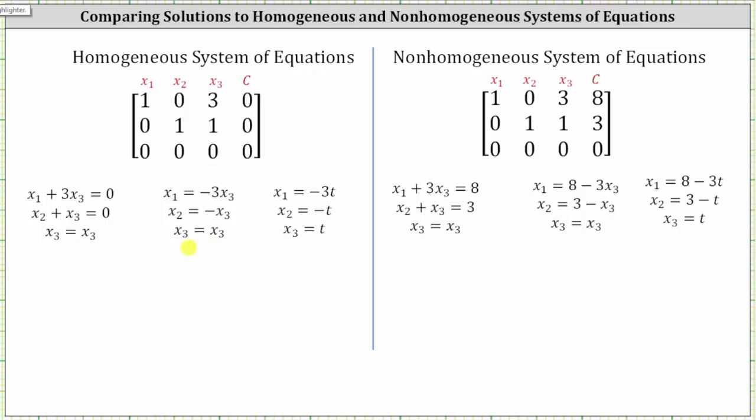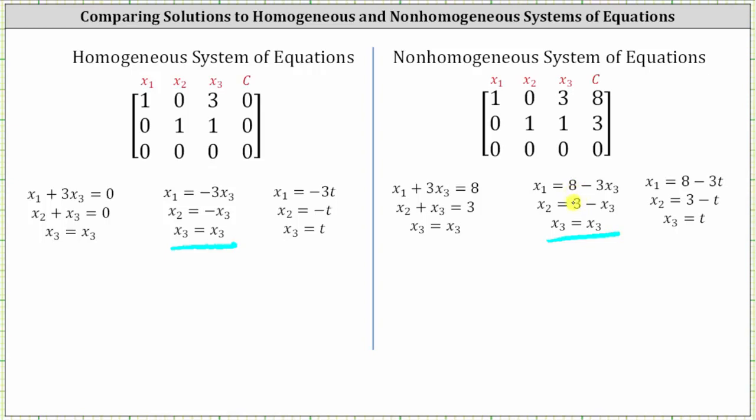So this would be a common way to express the solutions to both a homogeneous system as well as a non-homogeneous system. Notice how in both cases, the variable terms are the same for both solutions, but the non-homogeneous system has constants in these solutions.